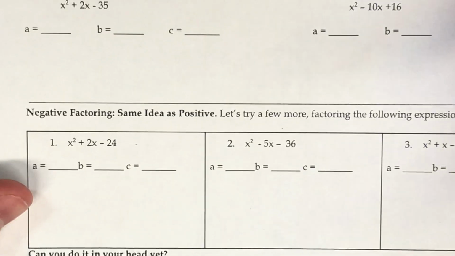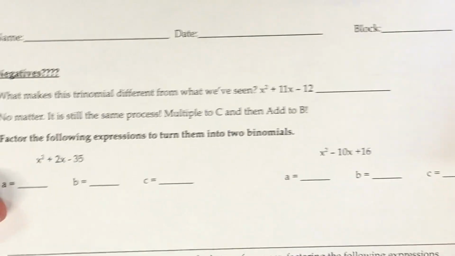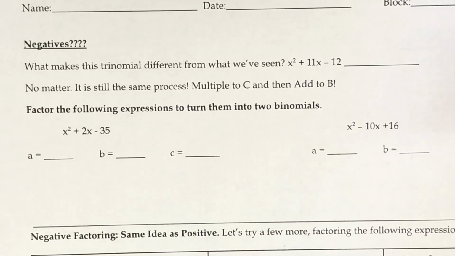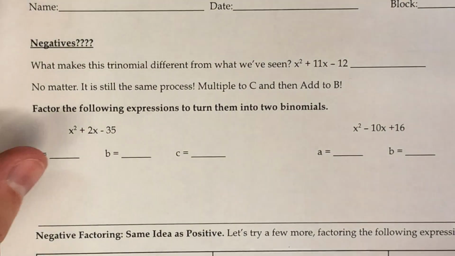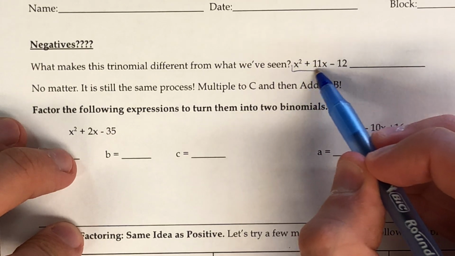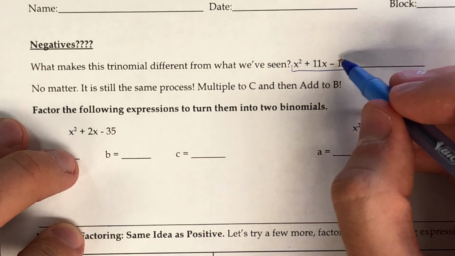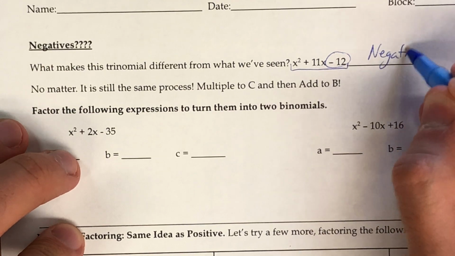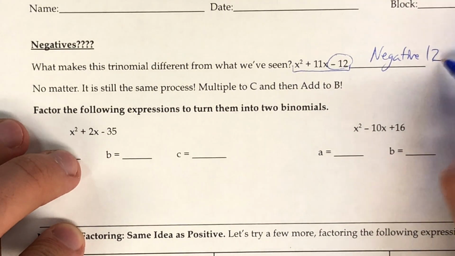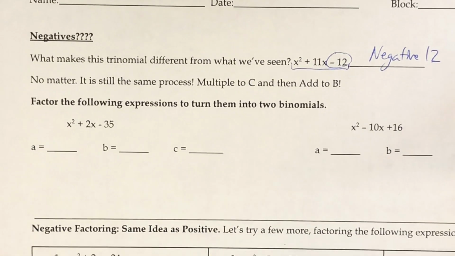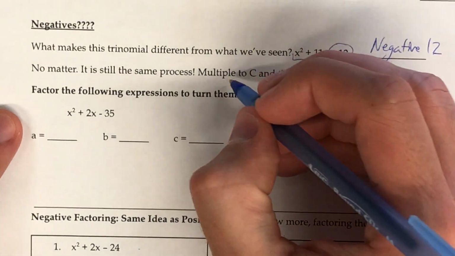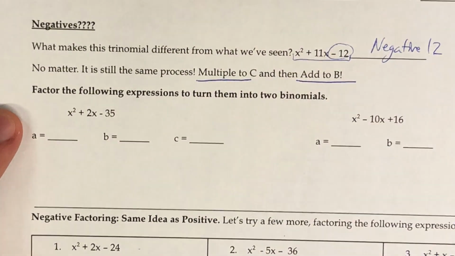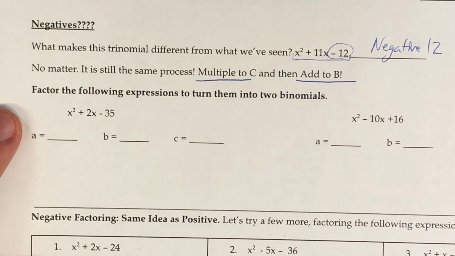Okay. So everything that we've done so far has only positive values. Let's look at what happens when we have some negatives. As we look at this trinomial here, x squared plus 11x minus 12, we have a negative number. We have a negative 12. However, when we go about factoring here, the process stays the same. We still think what multiplies to c and adds to b. Just our c is a negative number, so we'd be looking for numbers that multiply to something negative.